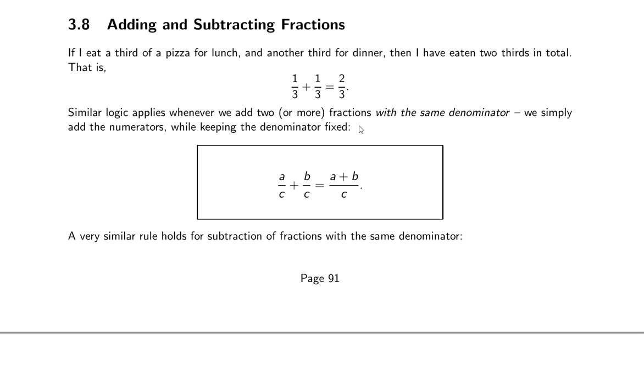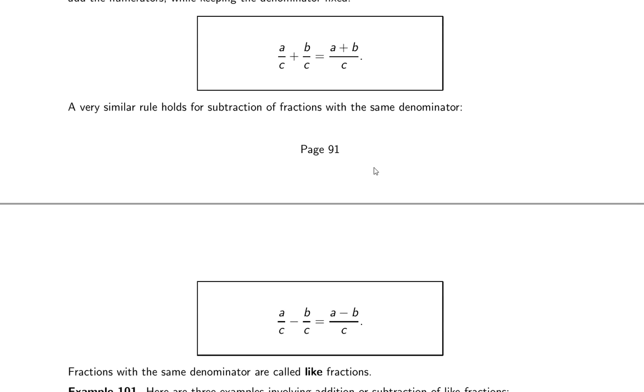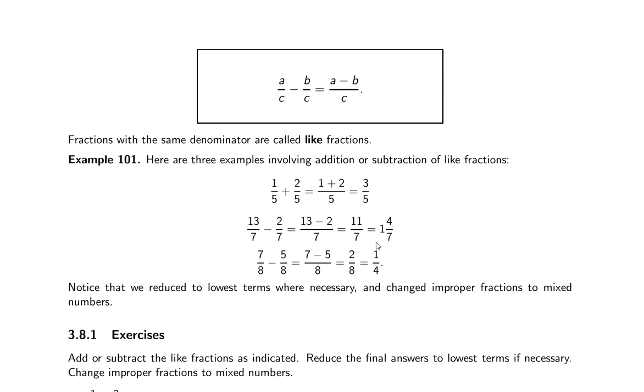Okay, so in the book, it's the same formulas. We're just getting used to these types of examples. 1/5 plus 2/5 is 3/5. 13/7 minus 2/7. Well, 13 minus 2 is 11, so that's 11/7.